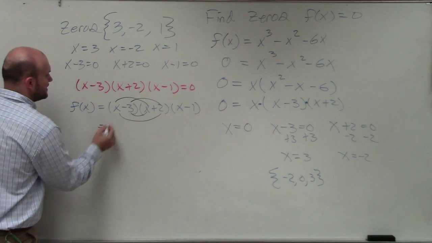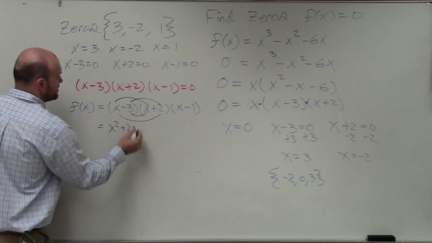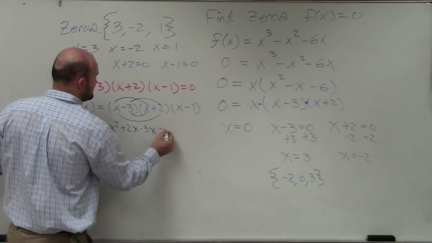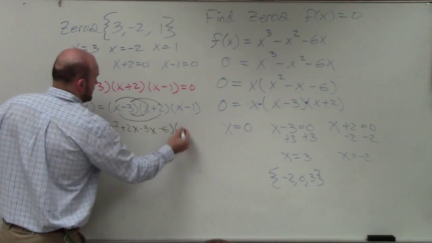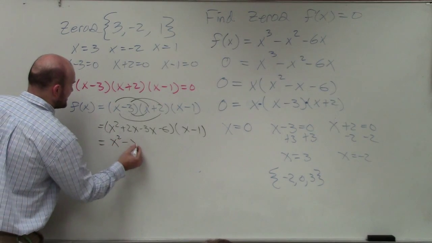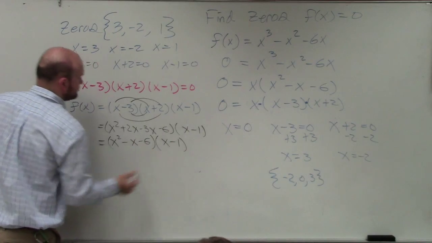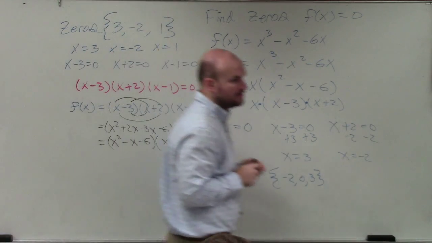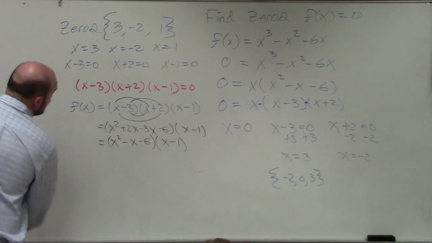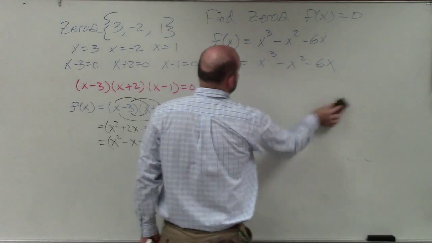So what I have here is x times x is x squared. X times 2 is going to be a 2x. X times -3 is a -3x. -3 times 2 is a -6. Right? And that can be simplified into x squared minus x minus 6 times x minus 1. Yes? Now, you guys could do FOIL again. But the way that I prefer to multiply, I like using this box method.